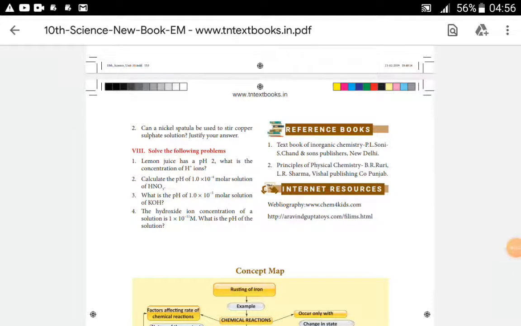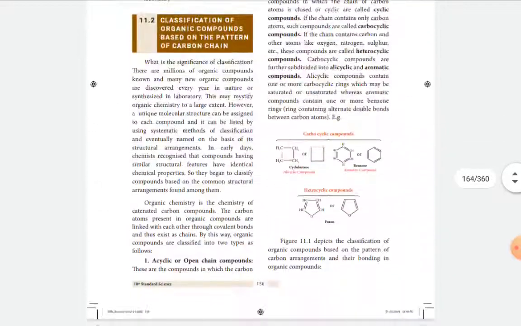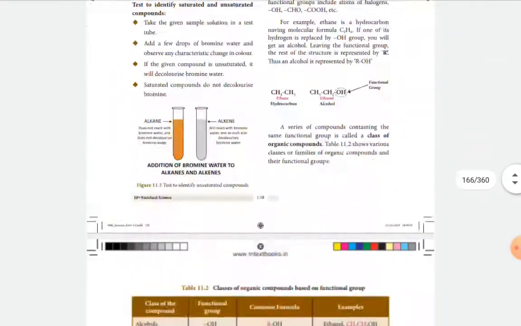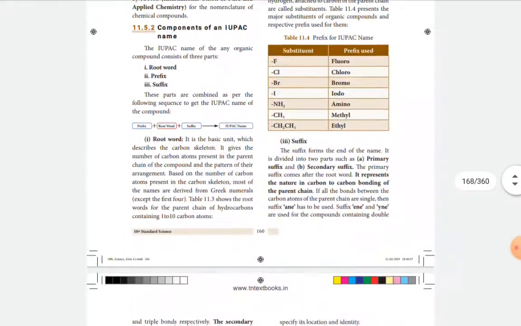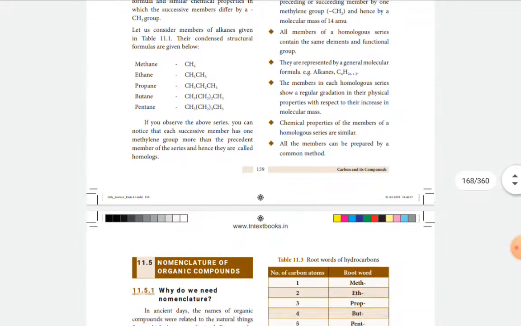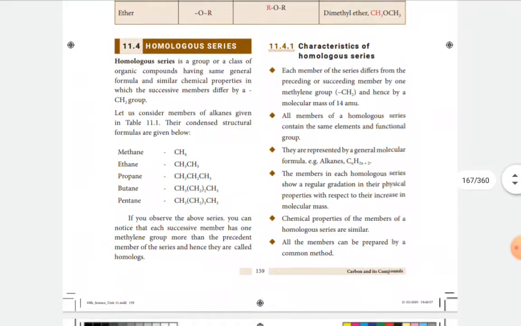Nowadays we are studying the lesson carbon and its compounds, unit 11 in your chemistry portion of science. Already we have started and now we are moving to the next topic, nomenclature. Before that we have to discuss the previous topic, homologous series.